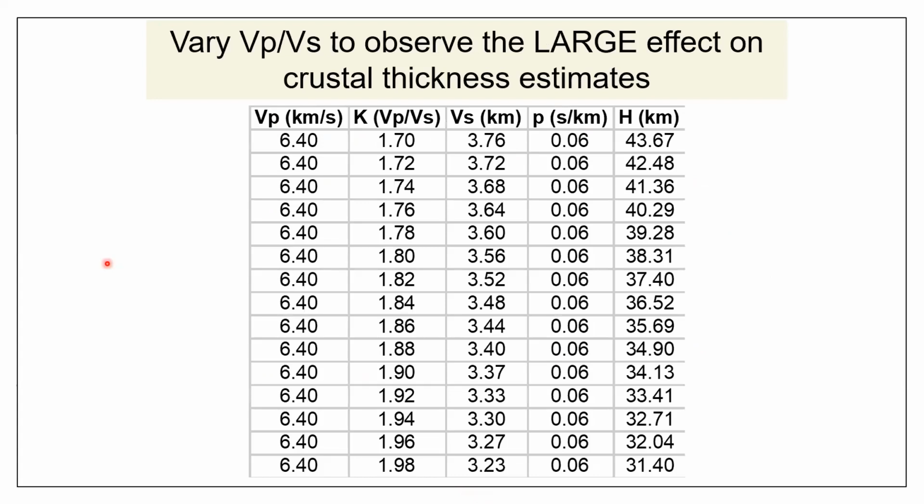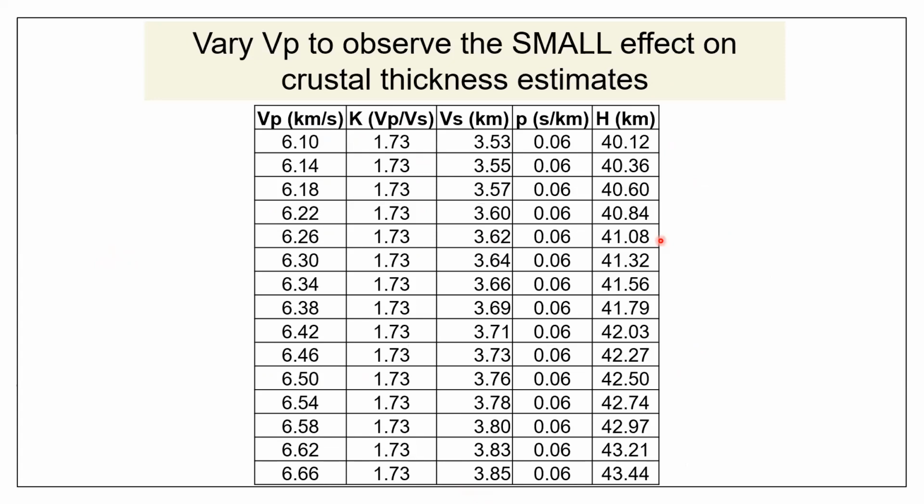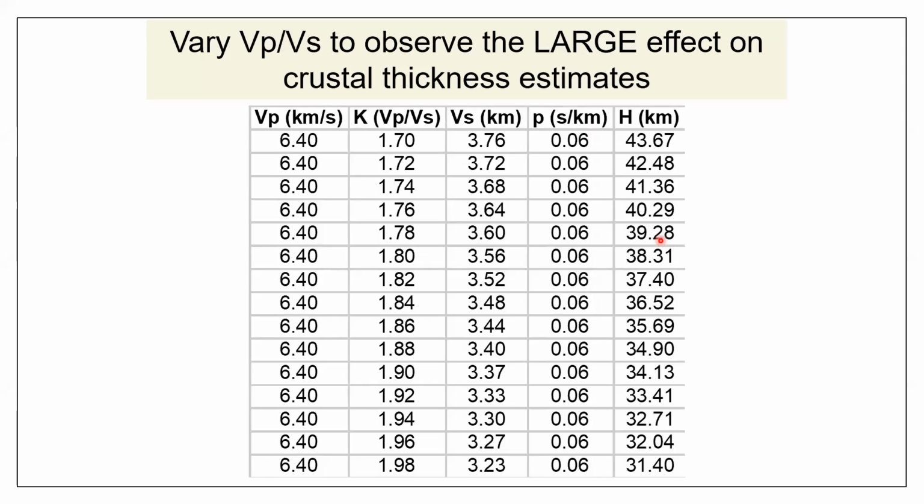Likewise, if you vary the kappa value by keeping the VP constant and calculate the Vs value, then you will see the variation in H, like here. If you compare both of the tables, you can see the crustal thickness is varying. There is a very small effect on the crustal thickness as you vary the VP. But if you vary the kappa value, there will be a large effect on the crustal thickness estimates.